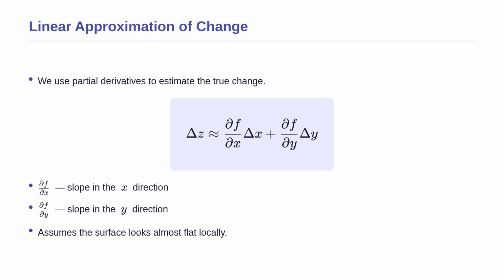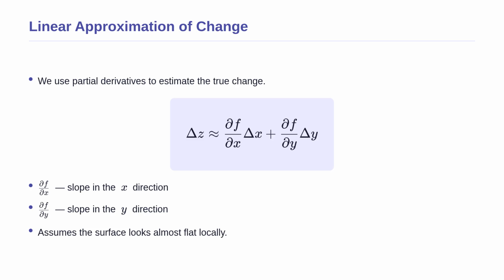Since calculating the exact change is difficult, we use the concept of partial derivatives to create a linear approximation. A partial derivative measures the rate of change in one specific direction while keeping all other directions locked in place. If we assume the changes delta x and delta y are extremely small, the curvy surface looks almost flat, like a tangent plane.